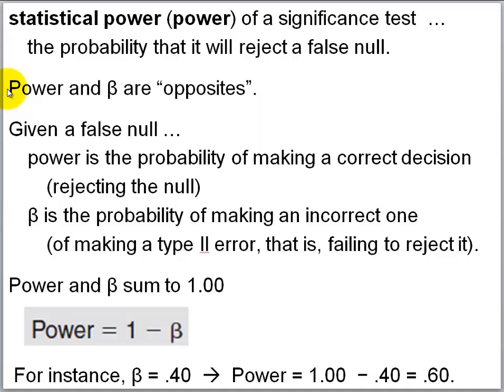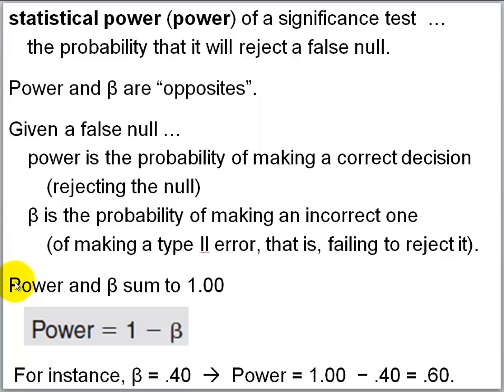Statistical power and beta are opposites. Given a false null, power is the probability of making a correct decision, rejecting that false null. Beta is the probability of making an incorrect decision, that is, of making a type 2 error, failing to reject the null even though that null is false.